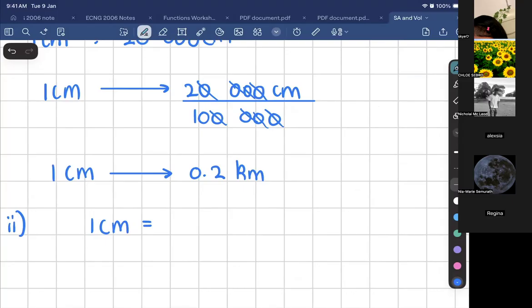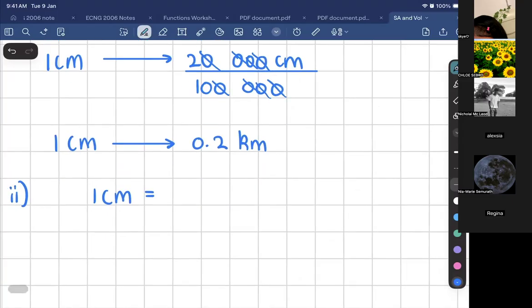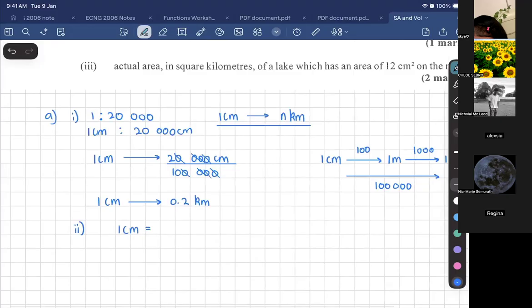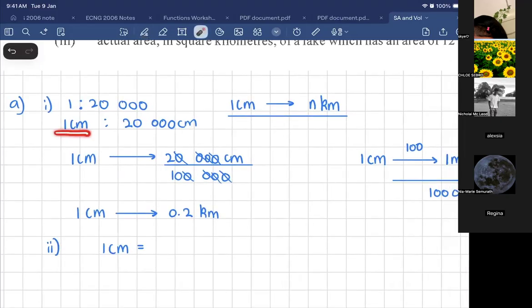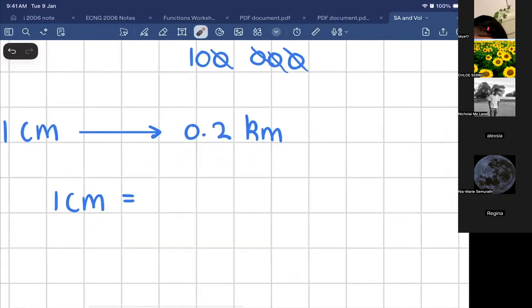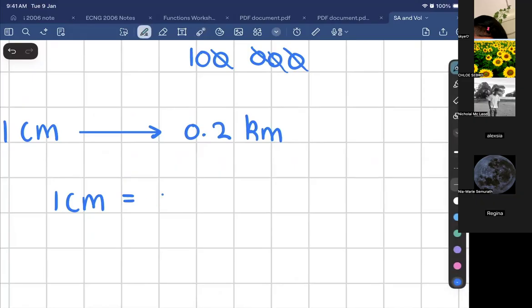Tell me, Samir. On the map, how much does 1 centimeter represent in real life? 20,000. Right, but how much does it represent in kilometers? Okay, watch this again. 1 centimeter on the map represents 20,000 centimeters in real life. But when we converted the 20,000 centimeters to kilometers, what did it turn to? 0.2. So 1 centimeter on the map actually represents 0.2 kilometers.